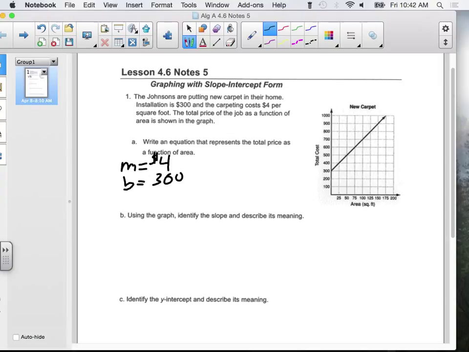Right, so this is the base price of getting carpet. It's going to be $300. That's just by itself. Then the M of $4, that means that every square foot we get more, it's going to increase our price. So what would our equation be for this one? Y equals 4x plus 300.